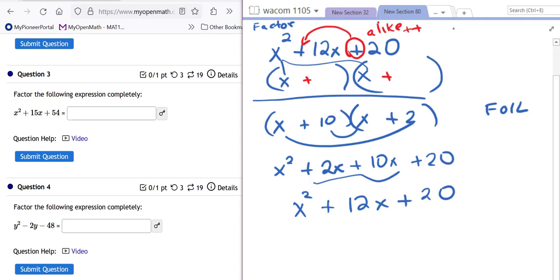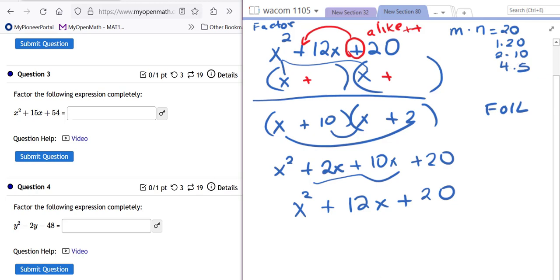But 10 and 2 are not the only thing. So at this point, you're going to find out what multiplies to give me 20. Right? And so you could start with 1 times 20, 2 times 10, 3 doesn't work, and 4 times 5. That's the whole list. After that, it'll flip over.